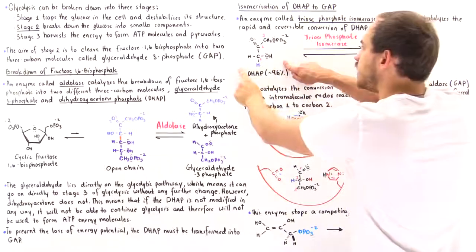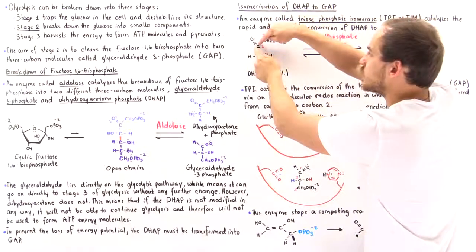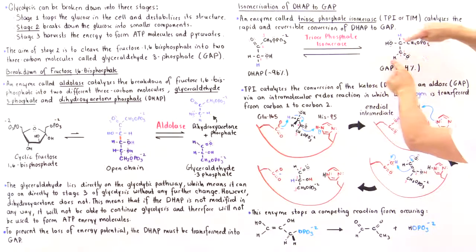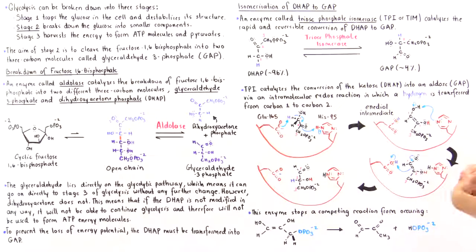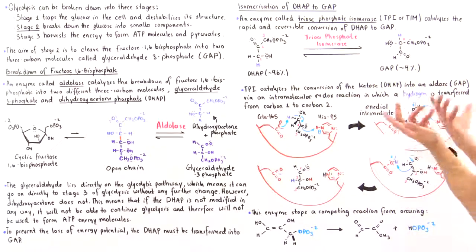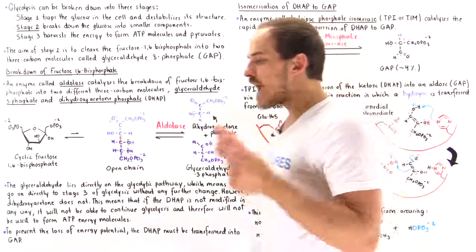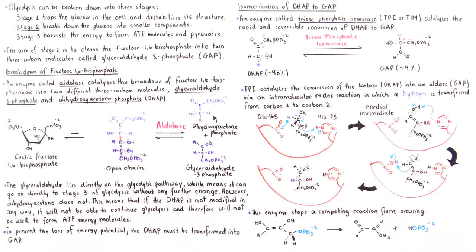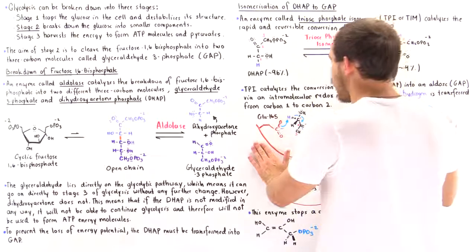So this is a ketose because we have the carbon attached to 2 carbons here. This is an aldose because we have an H and a carbon atom attached to the carbon of the carbonyl. Now, that's the general idea of what happens, but what exactly happens within the active site of this enzyme? So let's take a look at the following four picture diagrams. Let's begin with diagram 1.